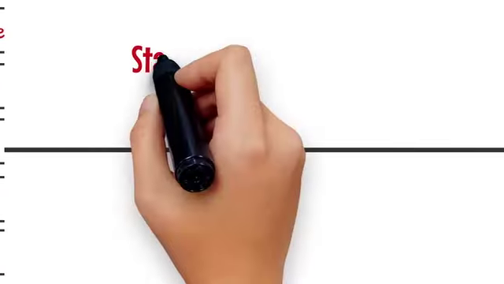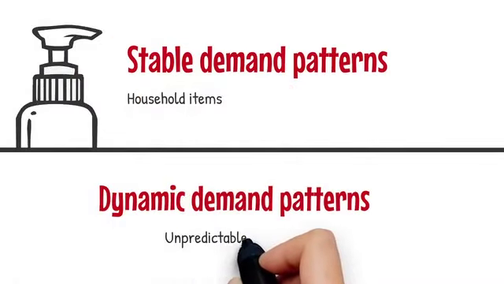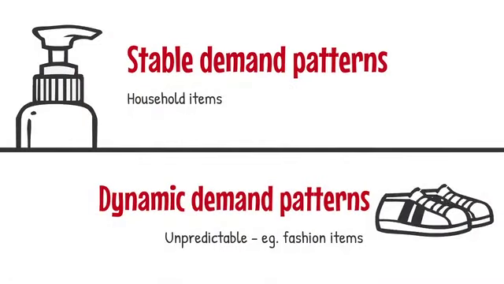Most products used in the house, like dishwashing liquid, have a pretty stable demand pattern, whilst the demand patterns for things like shoes are less predictable. These are known as dynamic demand. So of course, demand planning is very important.